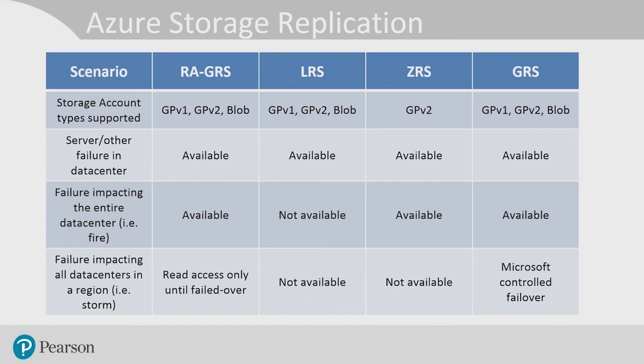All of the different replication options are going to give us service or other failure in the data center. That's available. Notice, however, that for a failure impacting the entire data center, for example, a fire, only LRS is not available. The other three types are available. For failure impacting all the data centers in a region, for example, some huge superstorm, with RAGRS, you get read access only until failed over. With LRS, it's not available. With ZRS, it's not available. And with GRS, it's Microsoft controlled failover.